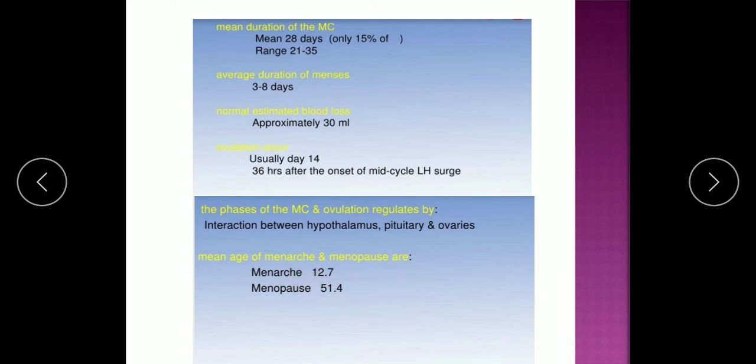Menarche means entering puberty. The average age is 12 years 7 months. Menopause is the end of the menstrual cycles, or of the reproductive age. The average age for menopause is 51.4.